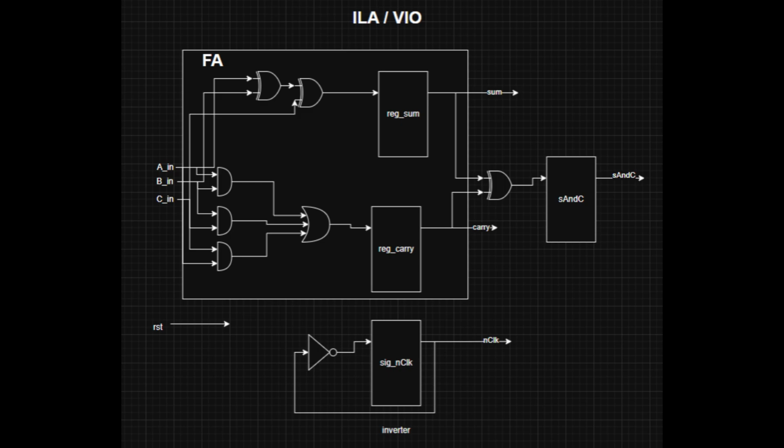Following the completion of the previous video where we talked about the utilization of ILA and VIO to debug your design in Vivado, in this video we are going to talk about triggering. Triggering essentially helps you to capture your signal and observe what happened on a specific window size, before and after the trigger happens.